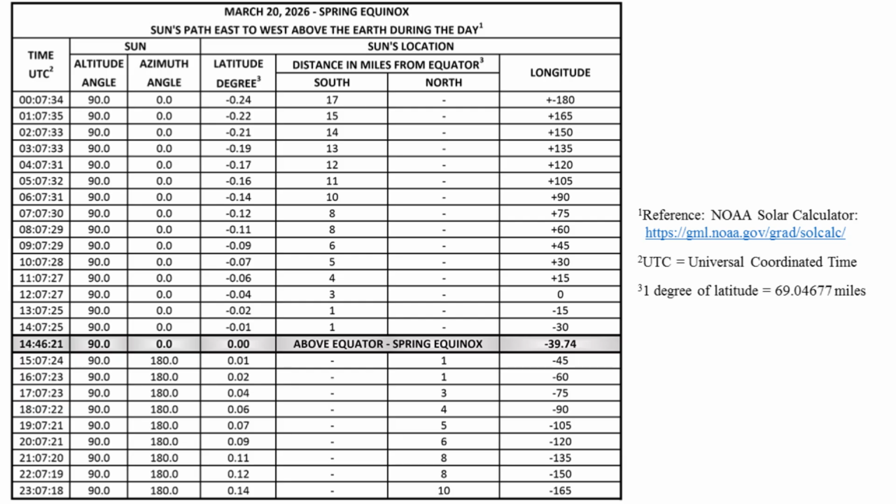At time 14:46:21, the sun is directly above the equator at longitude minus 39.74. This is the exact time of the spring equinox. At time 15:07:24, the sun is 1 mile north of the equator. At time 23:07:18, the sun is 10 miles north of the equator. Between these two times, the sun traveled 9 miles. The total distance the sun traveled the entire day is 27 miles north. Next, we will observe the sun's movement east to west above the Earth at solar hour increments.